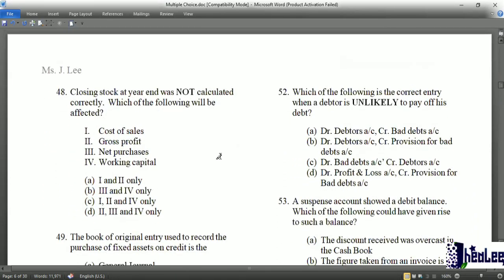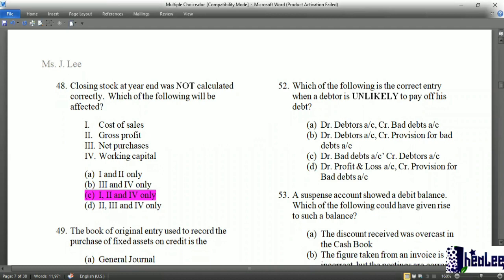Number 48, closing stock at year end was not calculated correctly. Which of the following will be affected? Closing stock is used to ascertain your cost of sales. It is used to ascertain your gross profit, and it is also used in your balance sheet in order to generate your working capital. So therefore, the response is 1, 2, and 4, which is C.